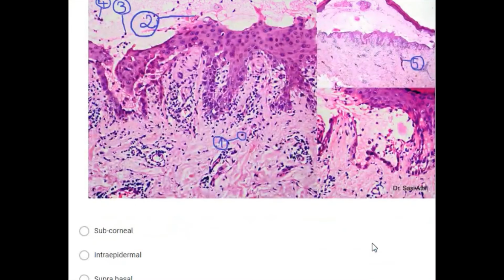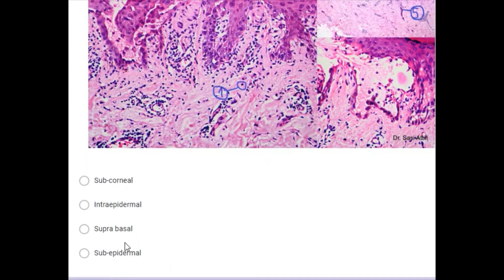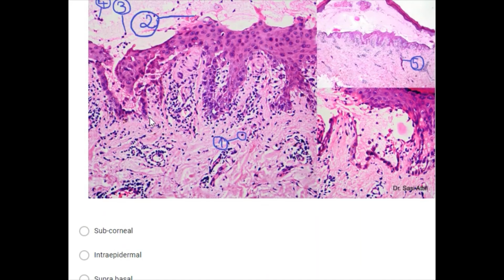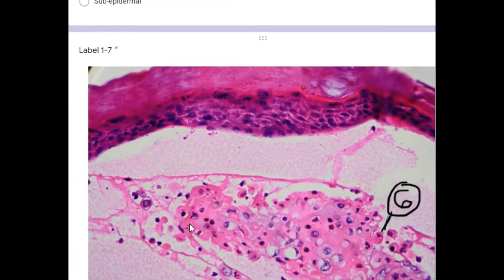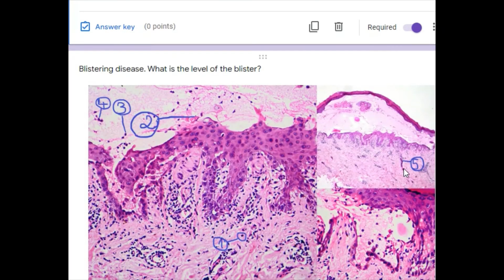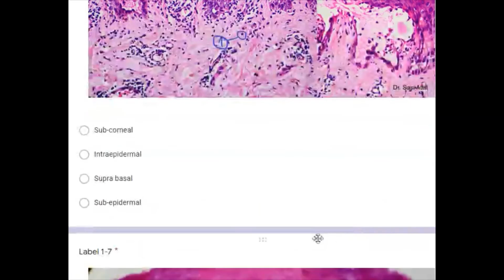So coming to the level of the blister, this is definitely a suprabasal blister. Okay, it's not subepidermal. Subepidermal would be underneath the epidermis. Subcorneal I told you, and intraepidermal I've told you. Now, what about number 5, by the way? Yeah, number 5 is actually a sweat duct. You can actually make it out on low power. Number 5 is a sweat duct going up.